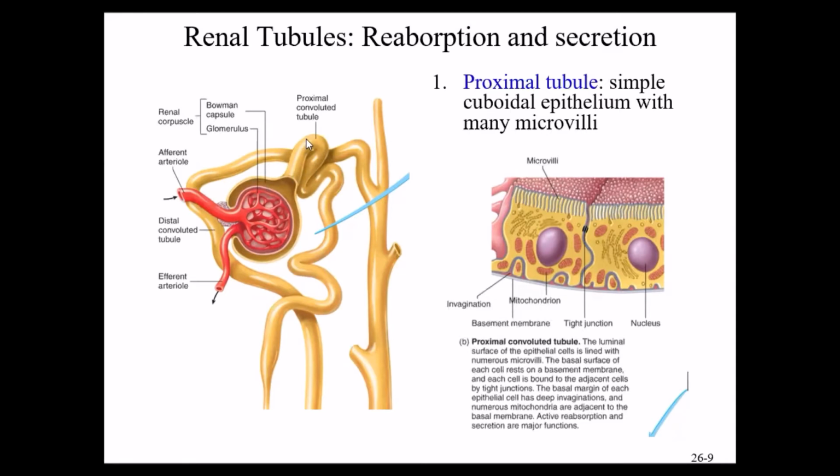Proximal is just a directional term. It just means closer to the point of attachment. Convoluted just means that it's curved, and you can see the curve in the diagram here. And so you have the proximal convoluted tubule, which is mainly simple cuboidal epithelial cells. Notice that they have a lot of microvilli on the edge of the cells. Anytime you see microvilli, you usually think of increasing the surface area. And in this case, you're trying to increase the surface area so you have more area for reabsorption to take place.